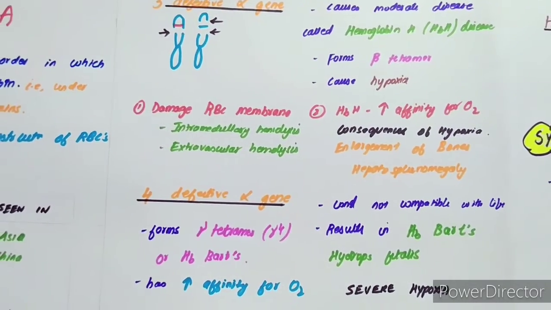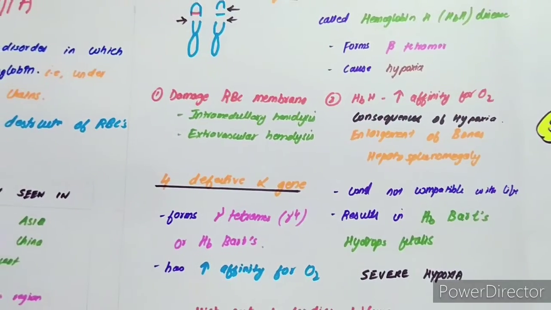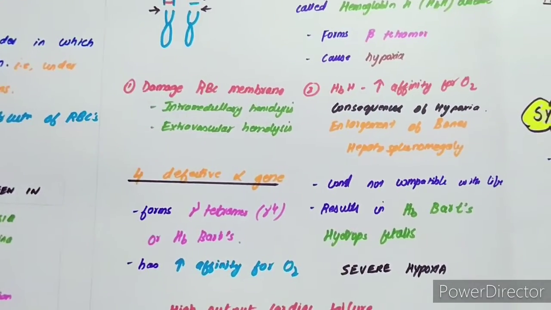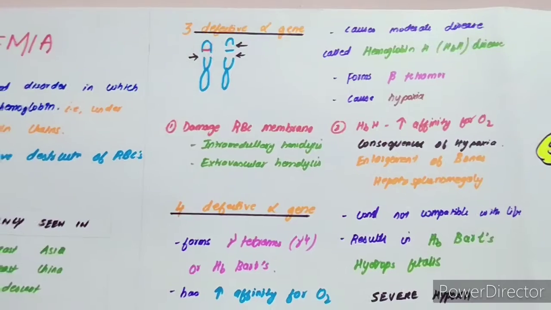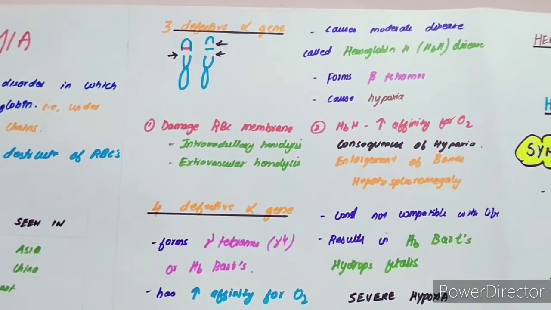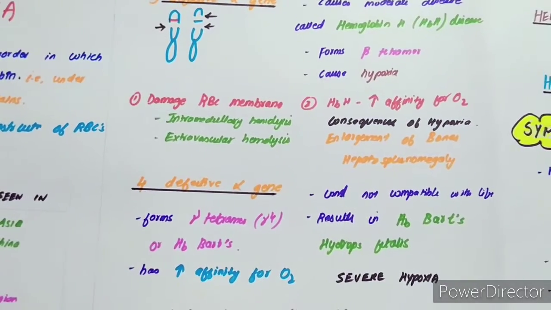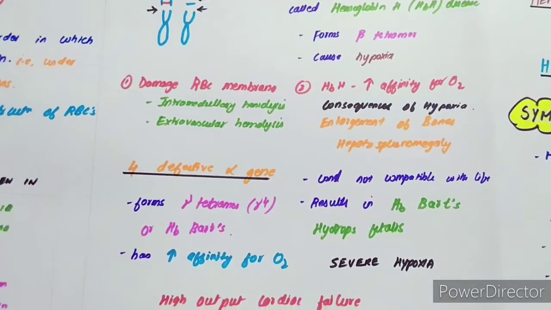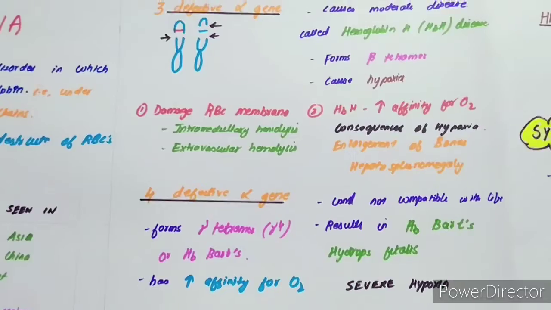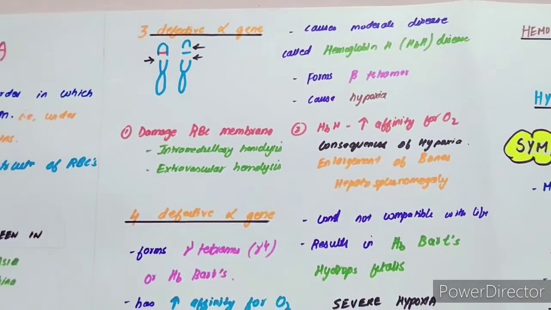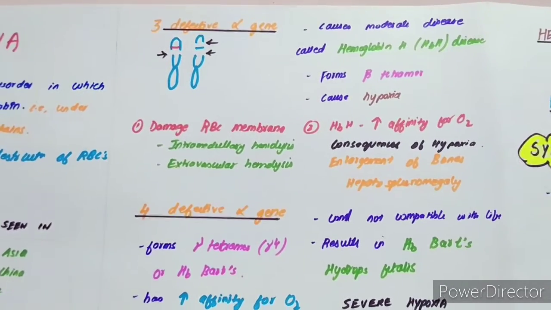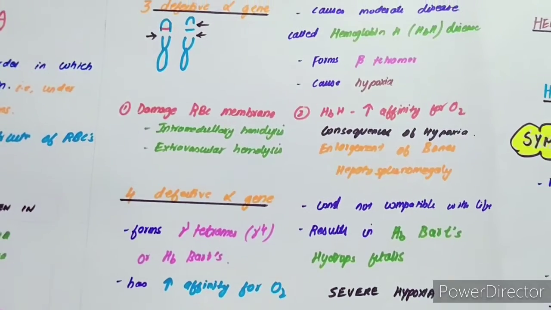Now, what are the consequences of hypoxia? Due to hypoxia, it signals the bones containing bone marrow and extramedullary tissues such as the liver and spleen to increase the production of RBC. After this increased production, you can see enlargement of bones containing bone marrow, and hepatosplenomegaly can be seen.